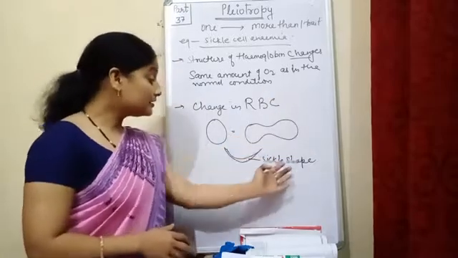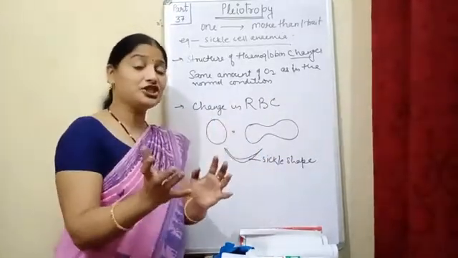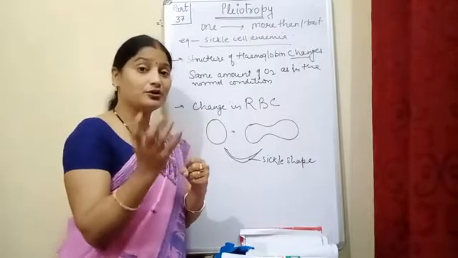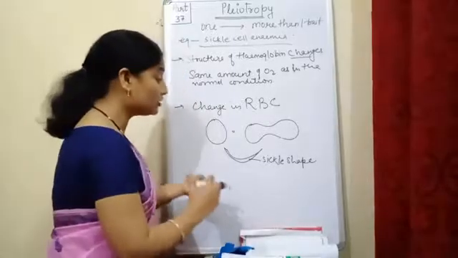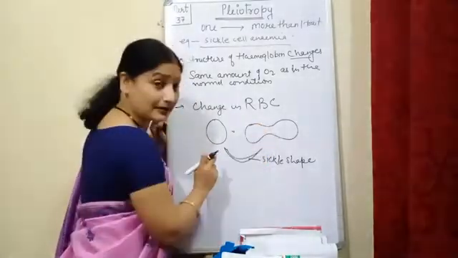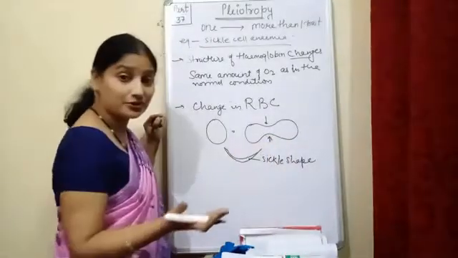Now, this is how they are not able to carry or transport the oxygen, because the shape has been changed. The shape should be like this so that it can carry the oxygen, but here the shape has been changed.